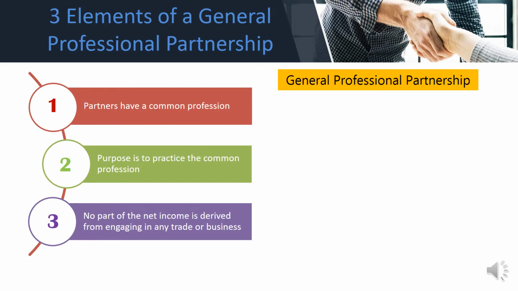Now, from the definition, we can derive the three elements of a general professional partnership. First is that the partners have a common profession. So, pareho dapat yung profession nila. Next is that the purpose of forming the partnership is to practice the common profession. And third is that no part of the net income is derived from engaging in any trade or business. So, ang pagpapractice lang ng profession ang purpose why the general professional partnership exists.